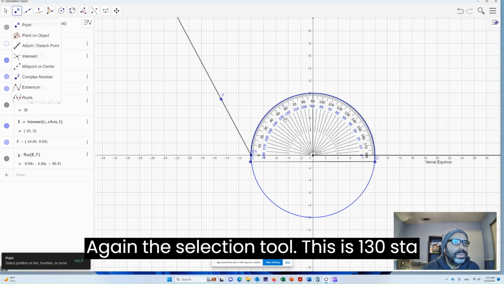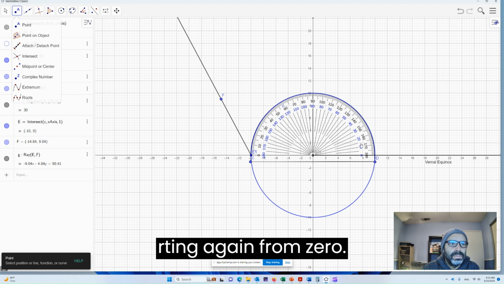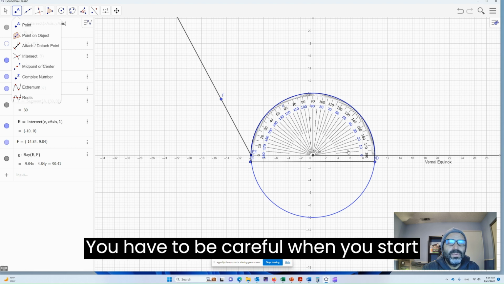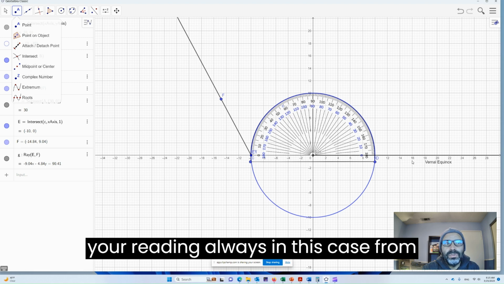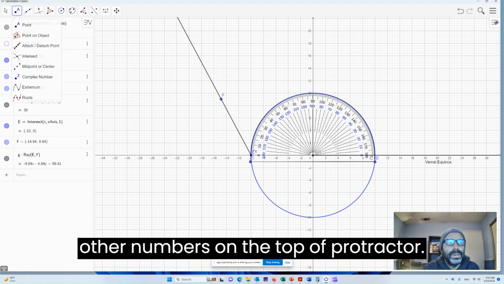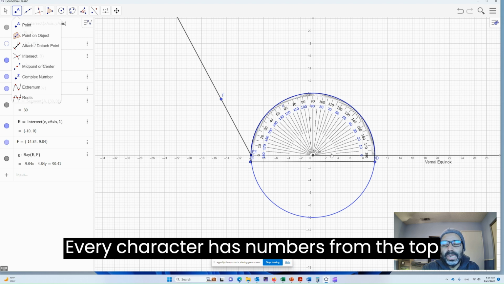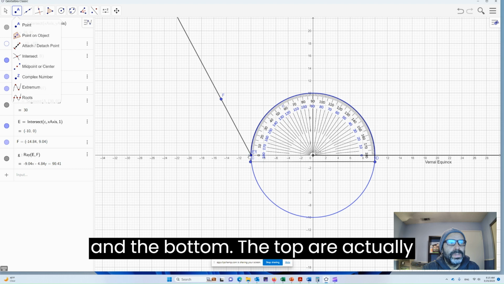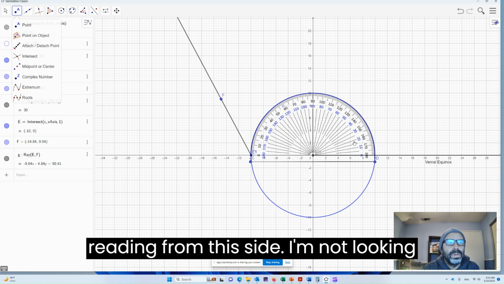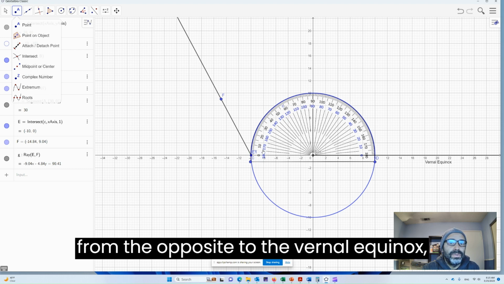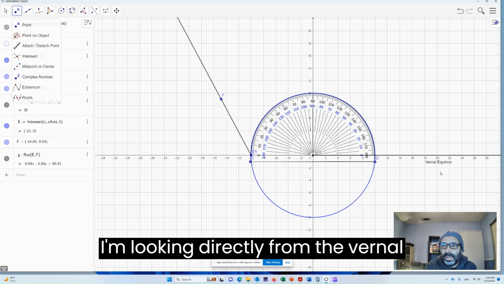Again, the selection tool, this is 130, starting again from 0. You have to be careful when you start your reading, always in this case from the vernal equinox, because you have other numbers on the top of the protractor. Every protractor has numbers from the top and the bottom. The top are actually reading from this side. I'm not looking from the opposite to the vernal equinox. I'm looking actually from the vernal equinox.